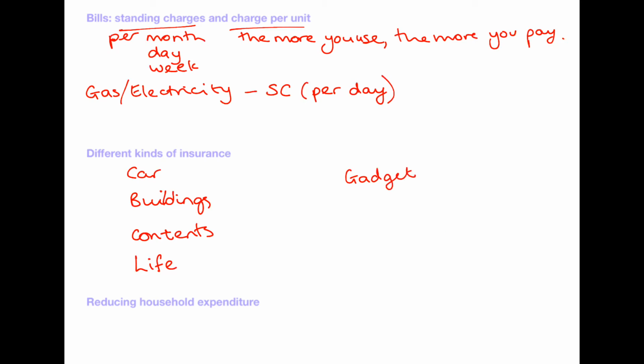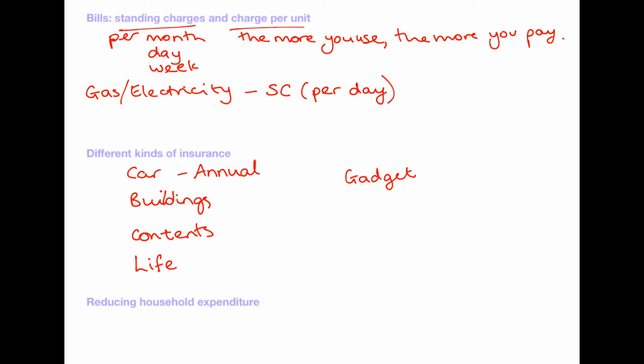Okay, so car insurance is usually an annual policy, so that means per year. And you can pay it all in one go at the start of the year, or you can spread the cost of that so that you're paying a smaller amount each month. But to be able to drive a car, you have to have insurance. Okay, it's not allowed for a car to be driven on the roads if the car is not insured.